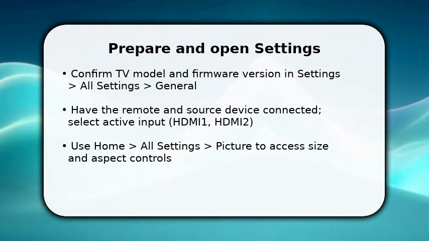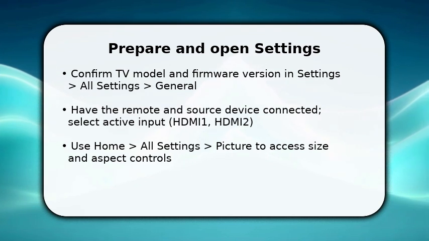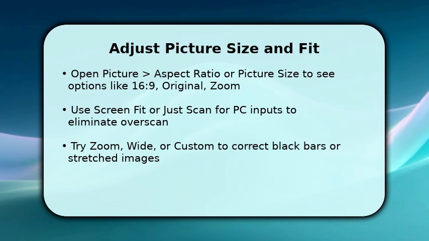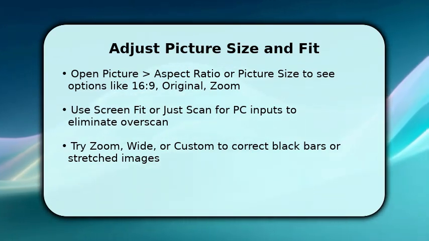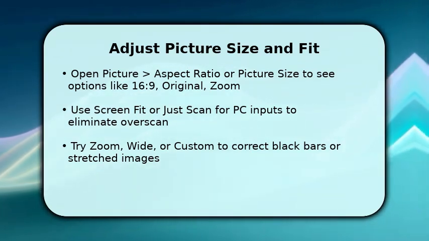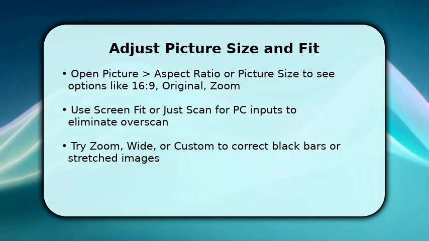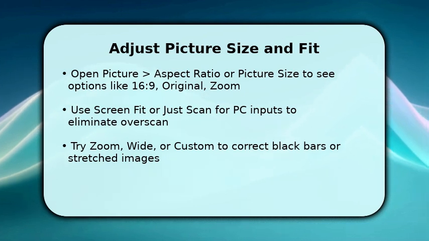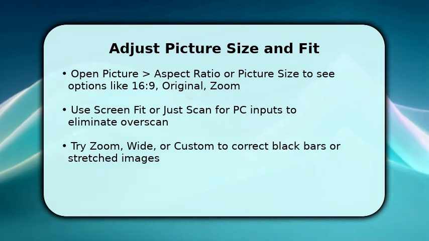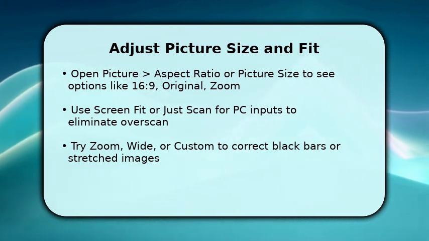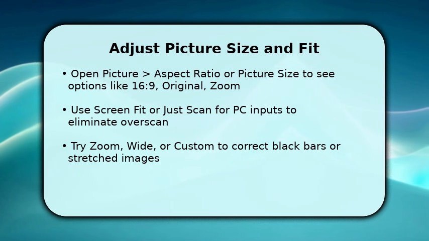Now you change the actual screen sizing controls. Open Picture, then Aspect Ratio or Picture Size. You'll see presets such as 16:9, Original, Zoom, Wide, and options labeled Screen Fit or Just Scan. Use Screen Fit or Just Scan for PC inputs to prevent overscan. Pick 16:9 for regular HDTV content. If the image looks stretched or has black bars, try Zoom or Custom and nudge horizontal/vertical size until edges align.